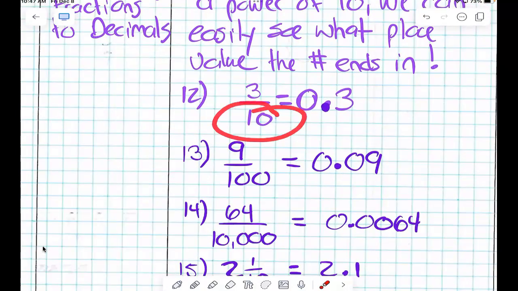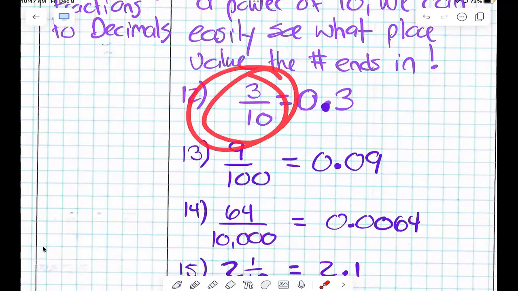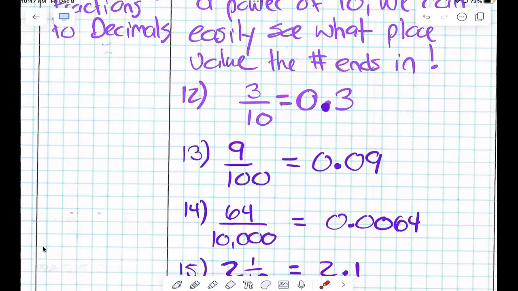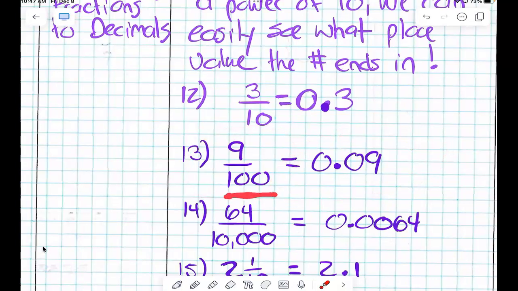Is this denominator a power of 10? Yes. Is this a power of 10? Yes. Is this a power of 10? Yes. So if I read this fraction, should it sound just like the decimal? Yes. Read the decimal. Read this fraction. 900. Read this decimal. 900. So if the fraction is a power of 10, the decimal is going to sound exactly like it. Yes or no? Yes. Okay.